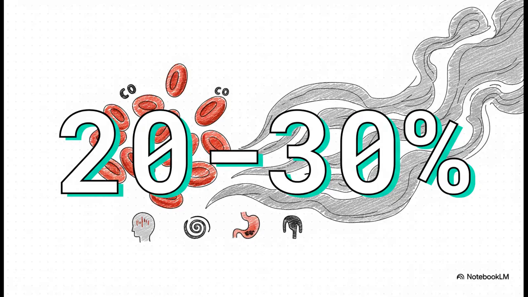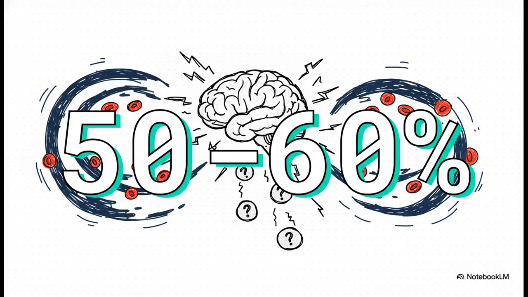When about 20 to 30% of a person's hemoglobin is tied up by CO, the symptoms are things that are so easy to just brush off. A headache, maybe feeling a bit nauseous. This is what makes CO poisoning so insidious. The early warnings are frustratingly subtle. But as that percentage climbs, the situation gets critical fast.